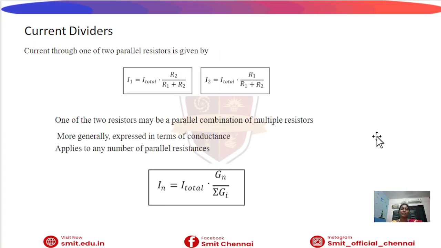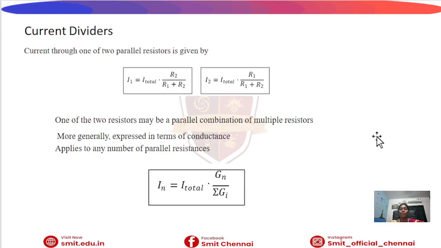Next, the current divider. The current through one of the parallel resistors is given by I1 equals total current I into R2, that is the opposite resistor, divided by the total sum of the resistors. Similarly, I2 equals I total into R1 divided by R1 plus R2. If one of the two resistors is a parallel combination of multiple resistors, then in general IN equals I total, the total current, into conductance divided by the sum of all the conductances. Conductance is the reciprocal of the resistance.